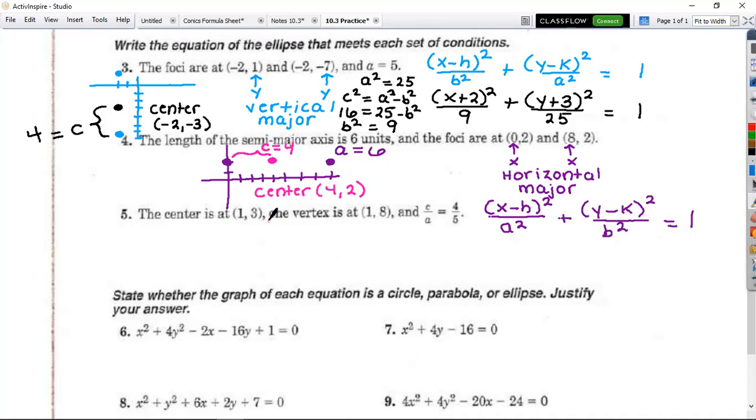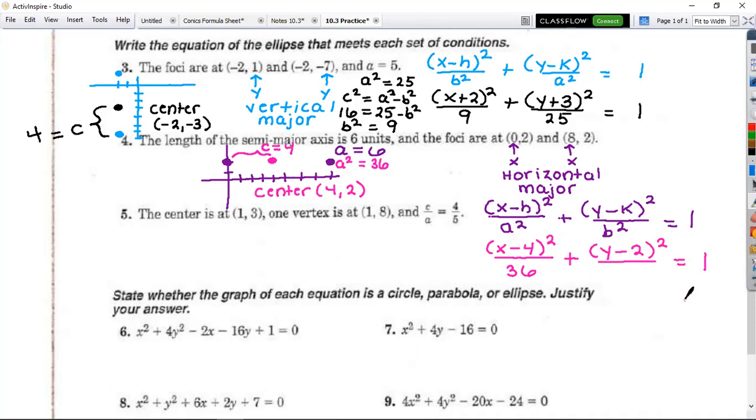All right, so what do I have so far? I'm going to have (x minus 4) squared over, if a is 6, then a squared is 36, plus (y minus 2) squared over something. We're going to find that equals 1.